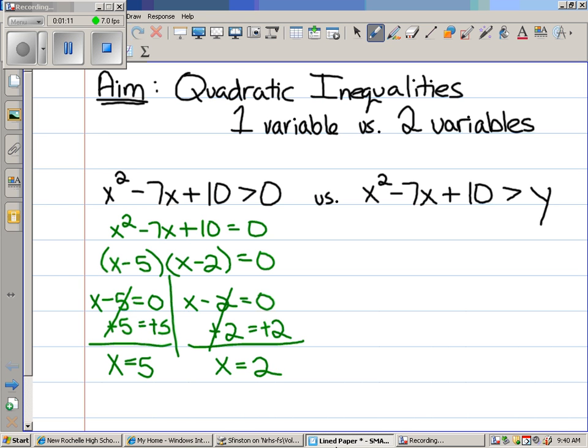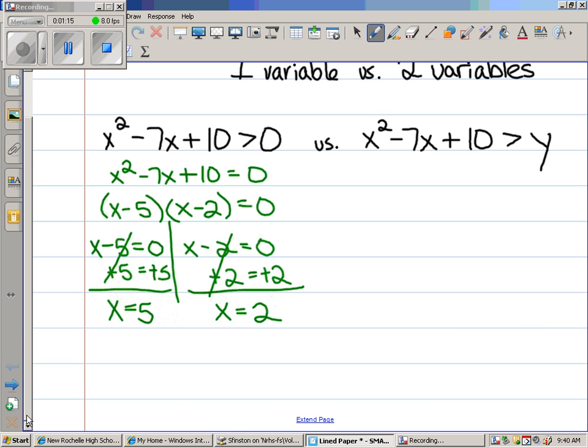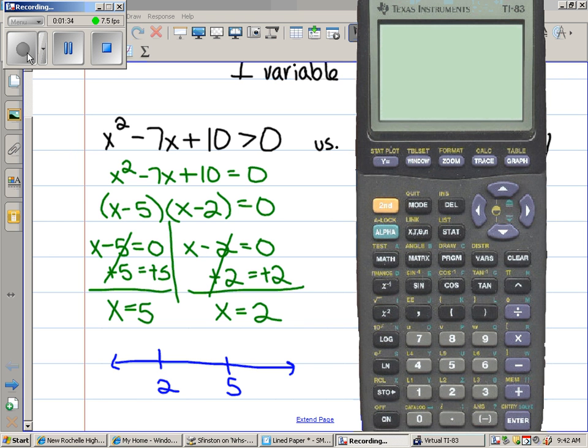What do you do after you find the roots? Sure, we're going to do some test points. We're actually going to take a really cheap shortcut in the interest of time so that we have enough time to talk about all our ideas. Here's our two roots. Now we've got to find where the shaded region is. Let's use our calculator. We're going to just define the solution set real fast.